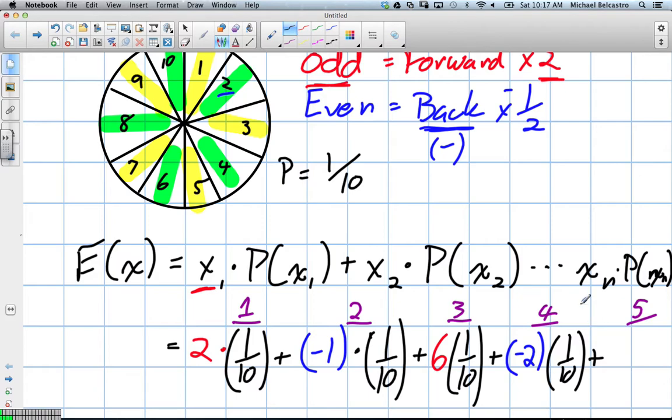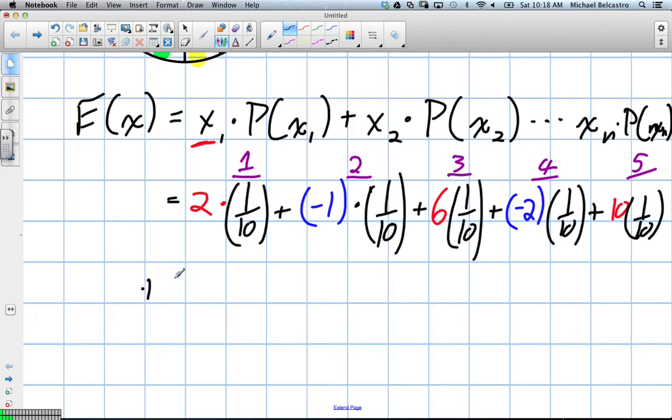If we spin a 5, what's going to happen? Move forward 10. Yep, multiplied by a 10th. And we just go through this practice: 6, 7, 8, 9, and 10. So we'll try to do this really quick now. Ready? Do we move forward or backwards on a 6? Backwards. How much? 3. That's right. Negative 3. We'll keep the probability the same.